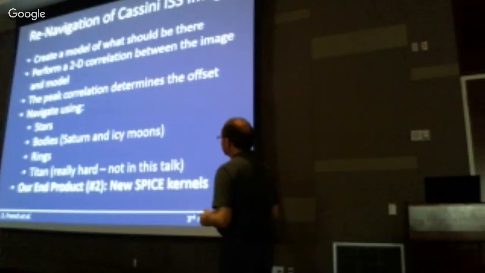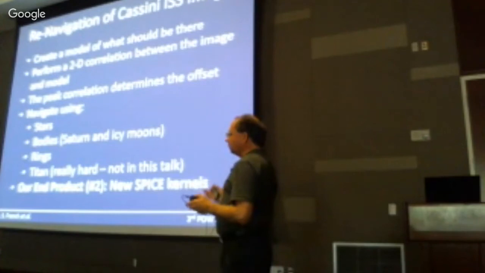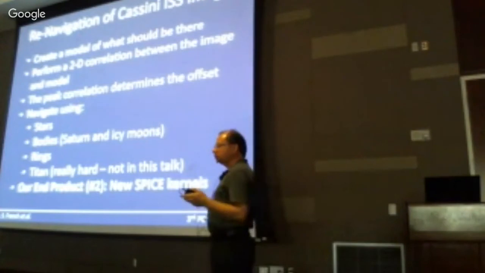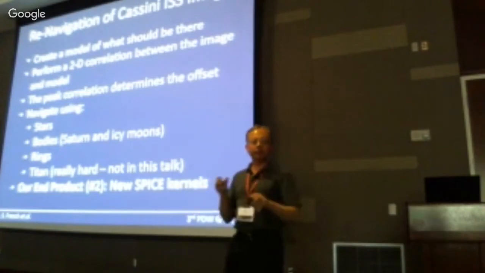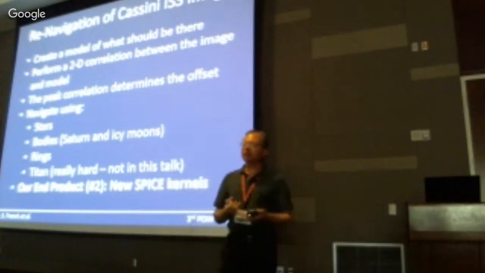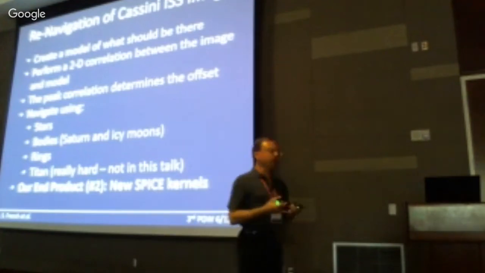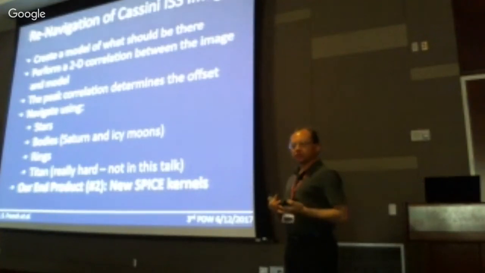The second thing that we have to do is re-navigate all the images, and fundamentally the way we do that is that we know what's supposed to be in each one of these images. So we create a fake model, and then we basically overlay it on top of the image, do a 2D correlation, and line up the best fit. Using stars, we can navigate using Saturn, icy moons, Titan, and in the end, in addition to producing all of those backplanes, we want to produce a new set of kernels so that if you want to use SPICE yourself, you will have accurate pointing information for all of our images.